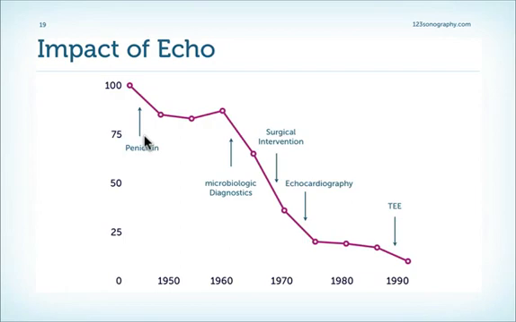This is a really interesting graph. It shows you the mortality of endocarditis with respect to the various decades. You can nicely see that endocarditis was practically a lethal disease before the advent of penicillin. Then the mortality dropped. Another drop was found after the advent of microbial diagnostics, surgical intervention, and then we have echocardiography, which also greatly impacted the prognosis of endocarditis, both transthoracic echo and transoesophageal echocardiography.